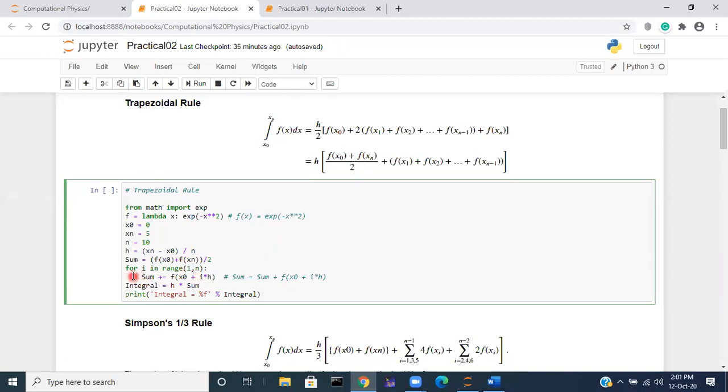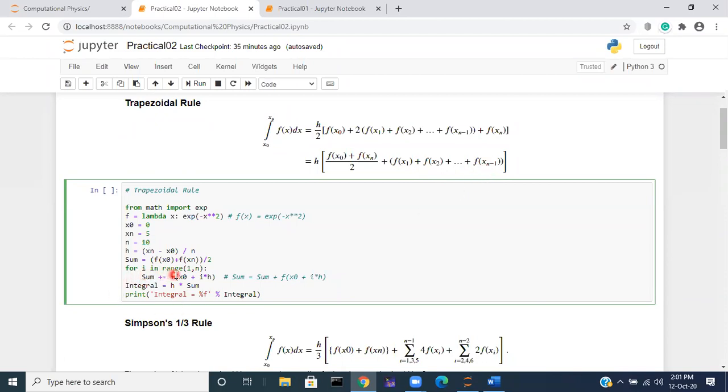Next is a for loop for x1, x2, till xn minus 1. So for i in range starting from 1, we take f of x0 plus h. This is f of x0 plus twice h, f of x0 plus 3h, and so on till f of x0 plus n minus 1 h.